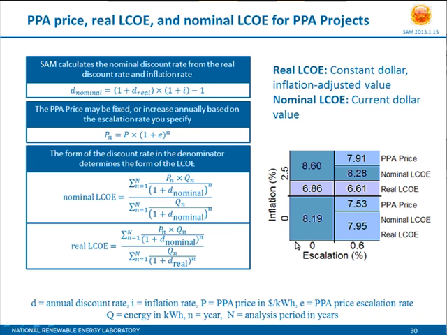So if we look at this table here, I've got inflation and PPA escalation rate, and we can see that if we have no inflation and no escalation rate, the PPA price, nominal LCOE, and real LCOE are all the same. If we have only inflation and no PPA escalation, then the PPA price and nominal LCOE are the same. So if there's no PPA escalation, nominal LCOE and PPA price are the same. And then the inflation causes a difference between the nominal LCOE and real LCOE. And then if we have escalation and inflation, then all three values are different.